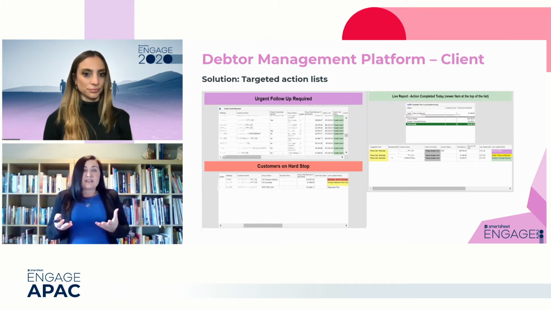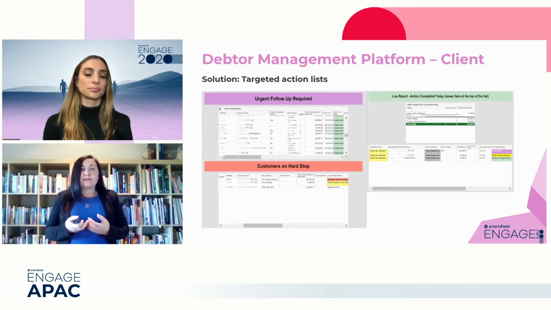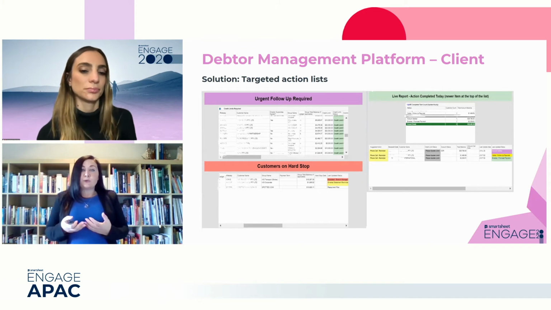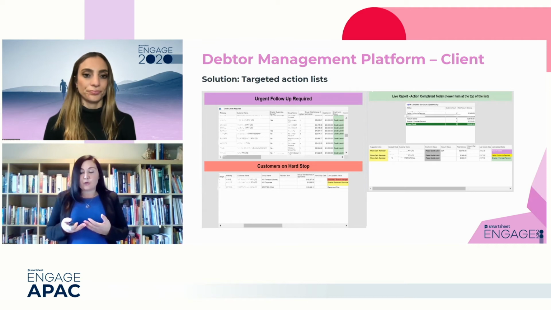Grouping the debts into statuses like urgent follow-up required and customers on hard stop lets the team know exactly what they need to do because it's all documented at each stage. This information allows us to analyse these statuses, and it gives us a better understanding of customer behaviour and credit risk. And with Smartsheet's agility, we can quickly make changes as new information comes to light and improve the system. Most importantly, our performance can now be measured based on money in the bank and not on hours spent calling.